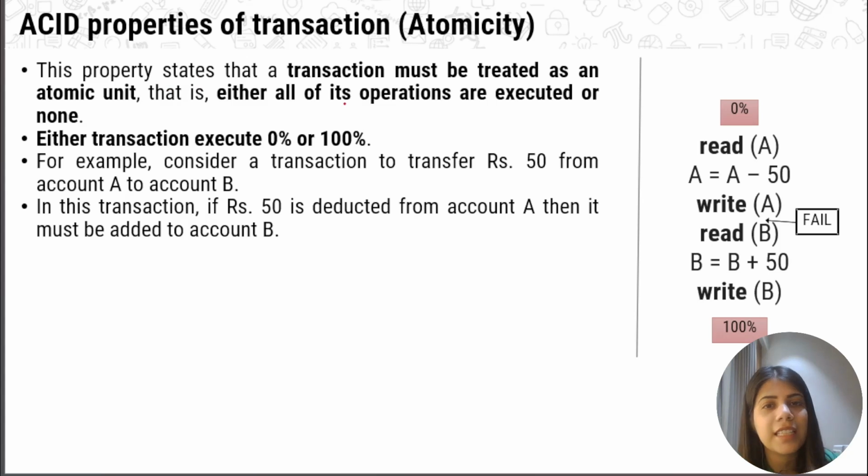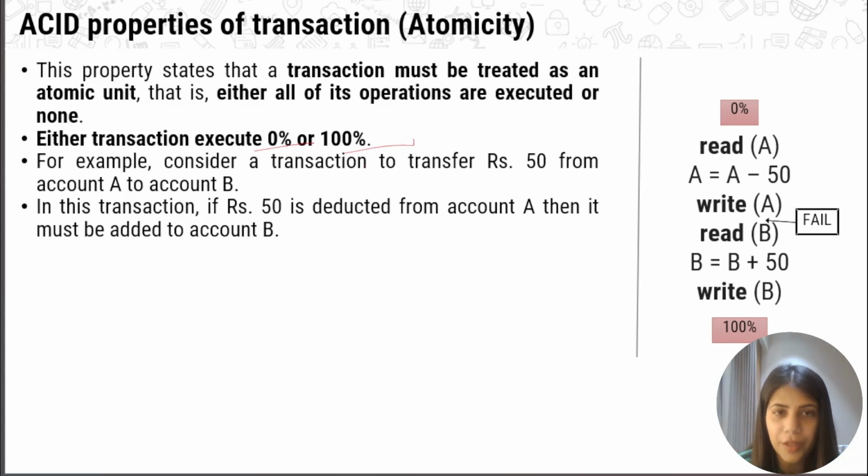So let's understand atomicity more in detail first. This property states that transaction must be treated as an atomic unit. That is either all its operations are executed or none. Like I said, या तो fully complete होता है transaction या तो failure होता है. बीच का कोई state नहीं होता है. So which is 0% or 100%.